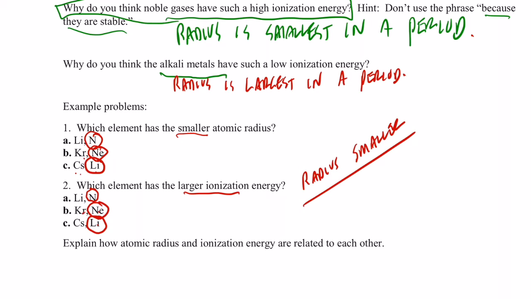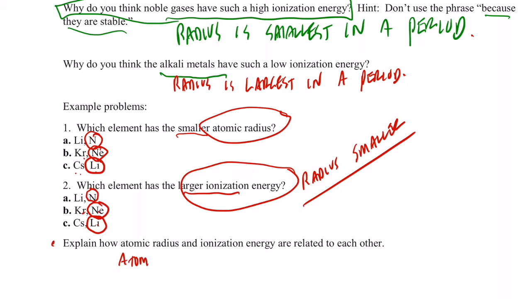So hopefully you can see how radius and ionization energy are related to each other. When one goes up, the other goes down. Or you could say when one goes down, the other goes up. They're inversely related to each other. So that's our last question. Explain how atomic radius and ionization are related to each other. So as atomic radius increases, ionization energy, the energy needed to take away an electron, decreases. Okay? Alrighty. Hopefully you were with me on that.